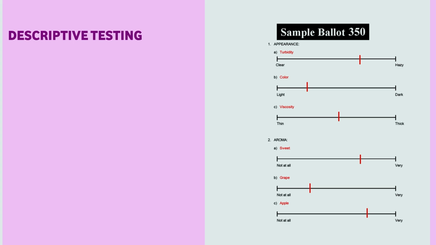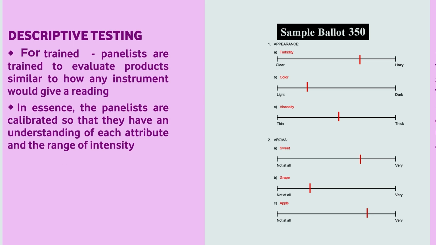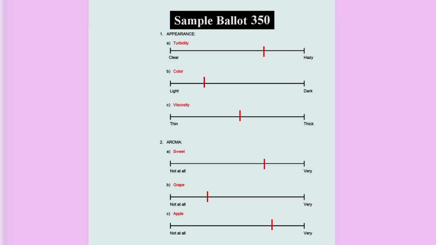Now, I mentioned that sometimes descriptive analysis is also done. In descriptive analysis, this is mainly for trained panelists, where we want to assess different attributes. The attributes listed here are appearance, color, and aroma. Within appearance, what do we see? We see the color, turbidity, and viscosity, how thick, how thin. For each, a line scale is used. This is a sample ballot which is shown here.